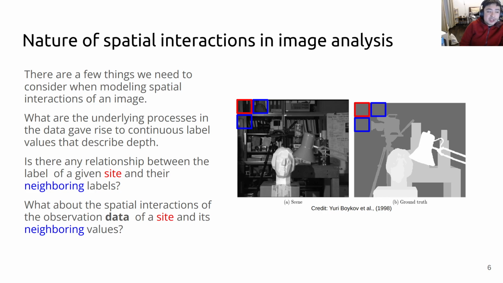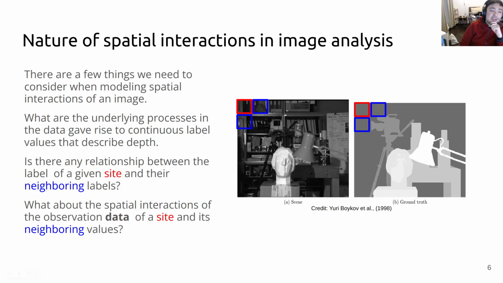And so there are two main questions I want you to consider as we go through the presentation. Is there any relationship between the label of a given site or region and its neighboring pixels? So when I say the labels, what we're trying to find, is there interaction? Is there any meaningful relationship between the pixels on the right versus the pixels below it?